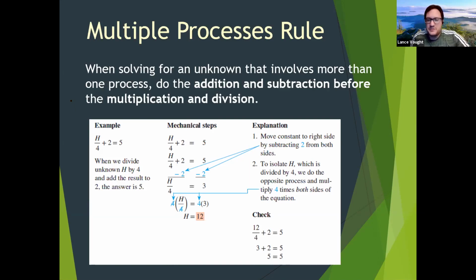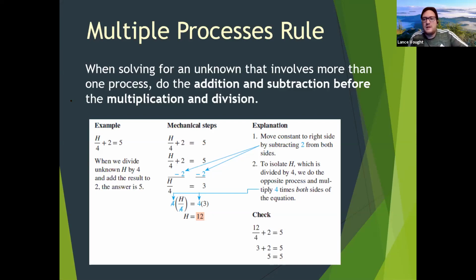But in this case, you're going to subtract first, because you're doing the opposite process of adding. So you want to add or subtract first, and then you want to multiply and divide. The reason you do that is it's easier to isolate the unknown variable by itself when all of the numbers of addition and subtraction are on the other side of the equation.